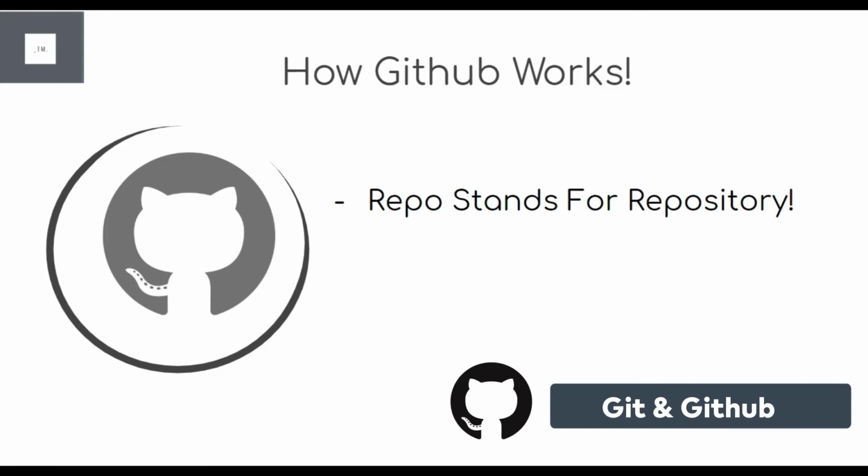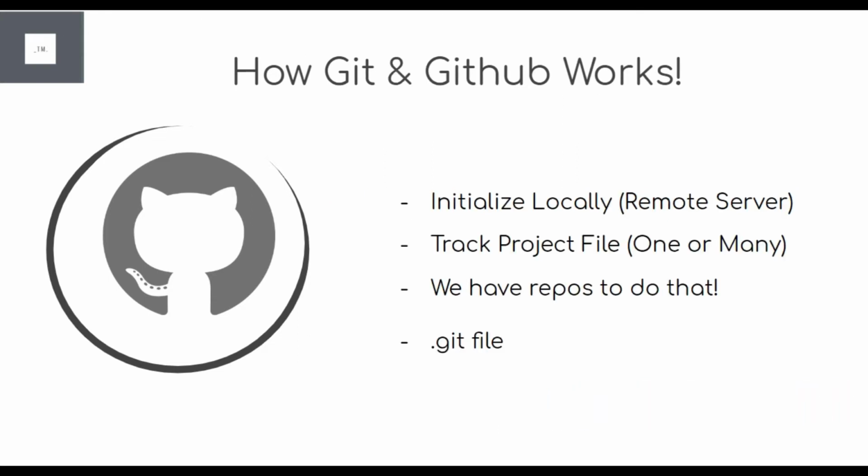So now let's see how GitHub works. Initialize locally or remote server. Okay, so whenever we try to work with GitHub, first what we do, we initialize Git locally, or maybe we initialize our project on a remote server as well. And it helps us to track all the project files. It can be one or many, we can have one file or more than one file. And to track all those files and manage all the project files, data and code, we have repositories, and we also call it repo.